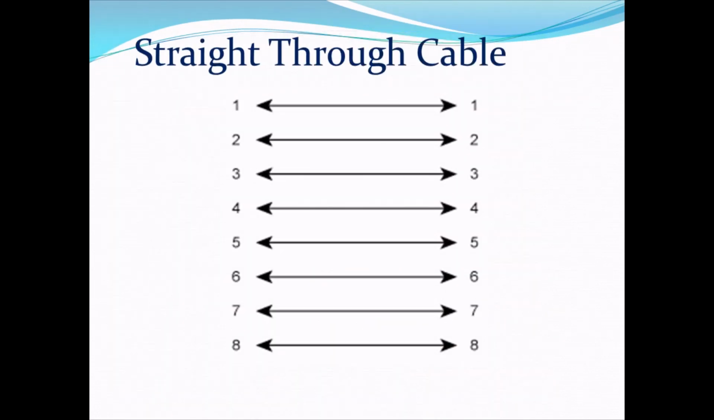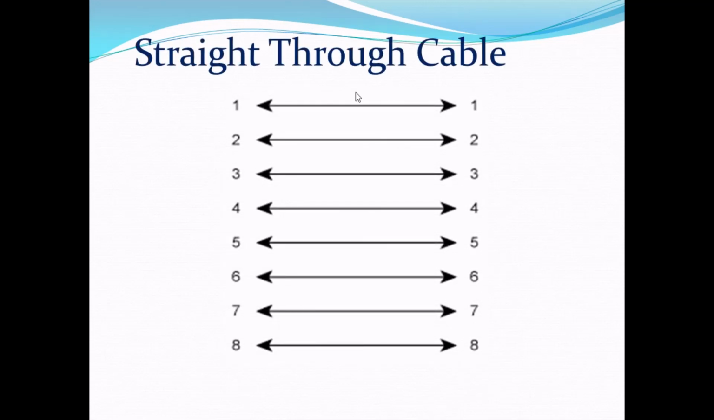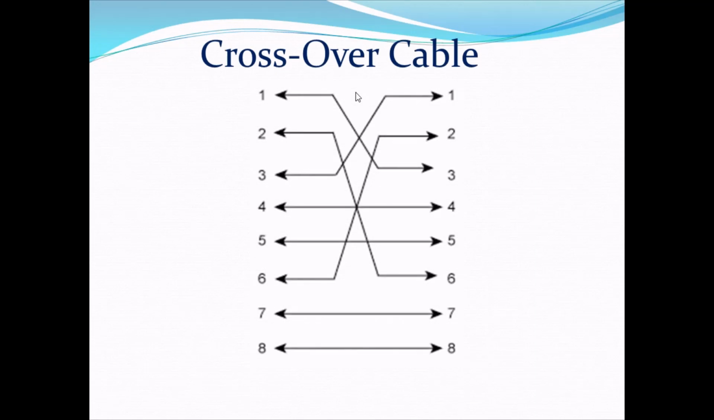To connect this cable, we have two types of cable: straight through cable and crossover cable. Straight through cable is generally used for two different devices, like router and switch, laptop and switch, and desktop and switch. Crossover cable we use for two similar devices. If you want to transfer data from laptop to laptop, we need to use a crossover cable.